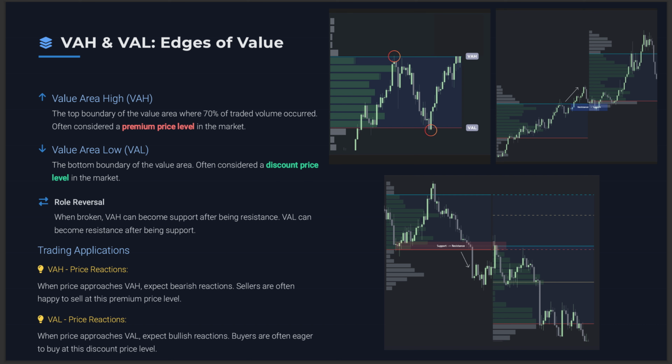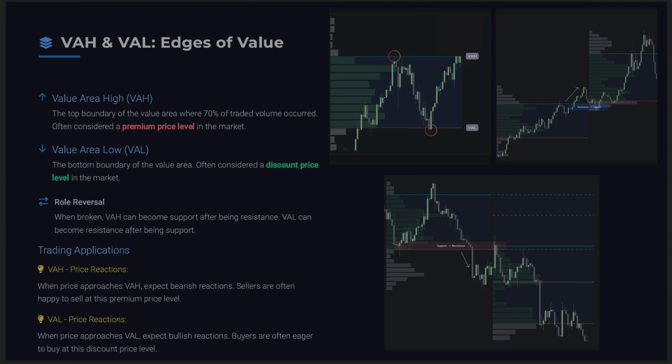Here's the key insight. These aren't just arbitrary support and resistance lines. They're levels where the market has proven it will react based on actual trading activity. The VAH and VAL give you precise, objective levels to base your trading decisions on.